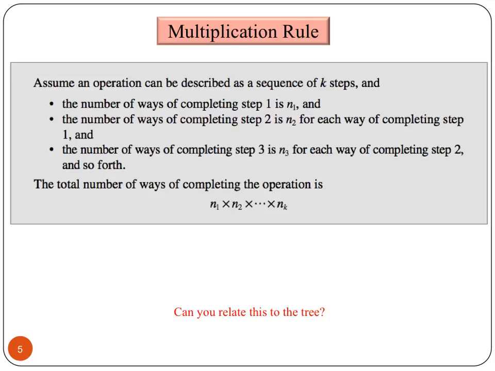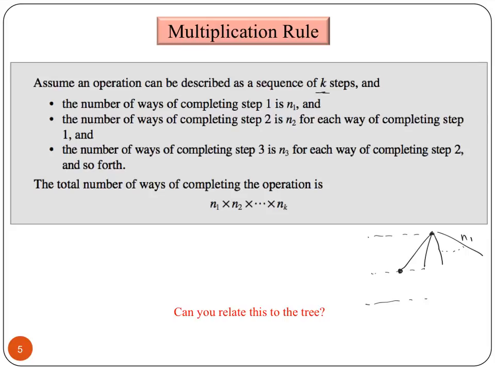If you remember the tree concept of constructing the number of outcomes in a sample space, assume that you have k steps. So you have a first stage, a second stage, a third stage, for example. In the first step of the experiment, there are n1 possible outcomes. And then for the second stage, there are n2 possible outcomes.